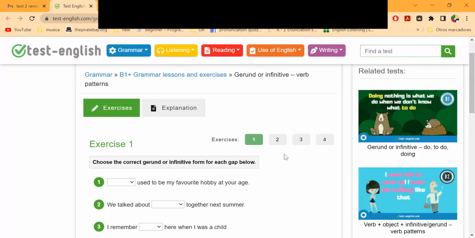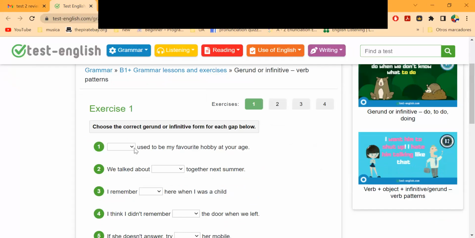Vamos. Dice acá. Choose a correct gerund or infinitive form for each gap below. Fishing used to be my favorite hobby at your age. We talked about going together next summer.